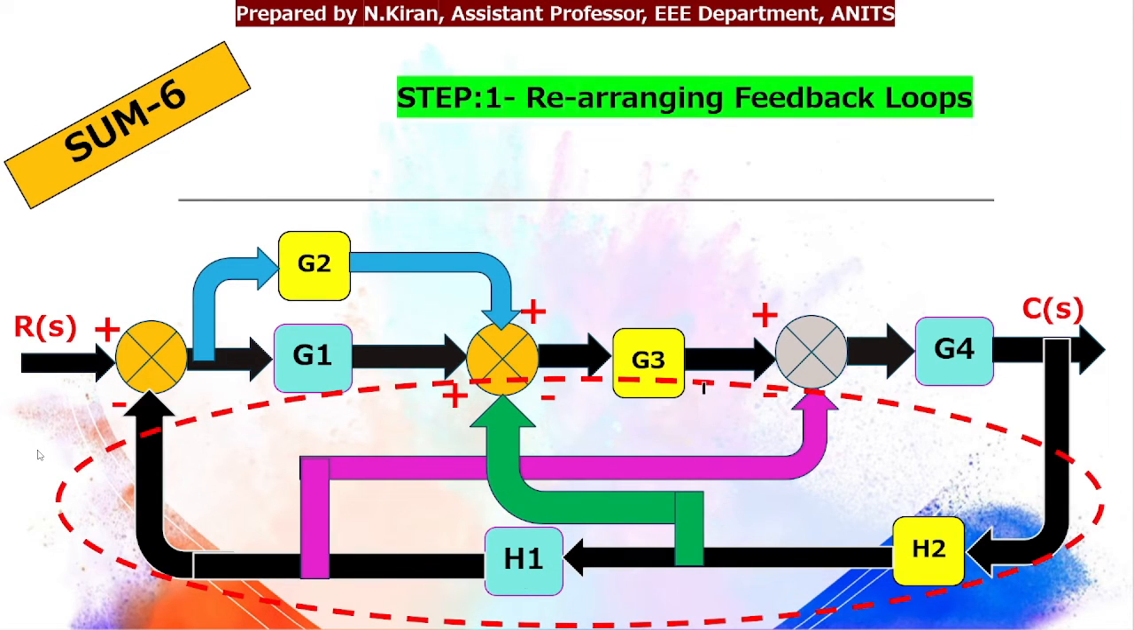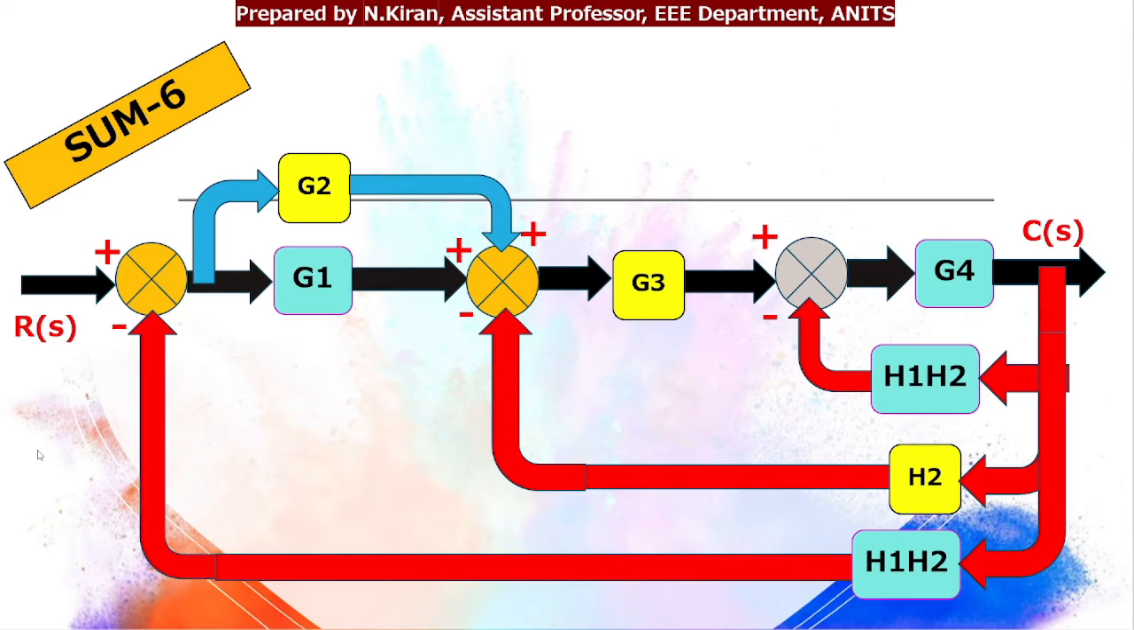As the first step, I need to rearrange the feedback loops as I told you earlier. So this first summing point will have the gain H1 H2 as we have seen. The second summing point will have feedback gain H2. The third summing point will have feedback gain H1 H2. The remaining steps will become very easy for us to solve, isn't it?